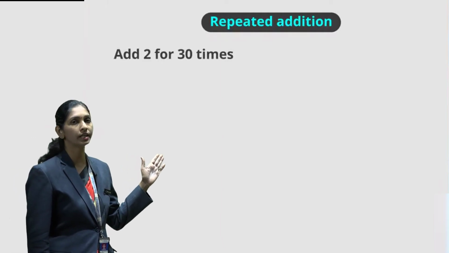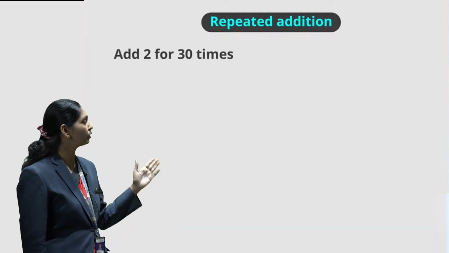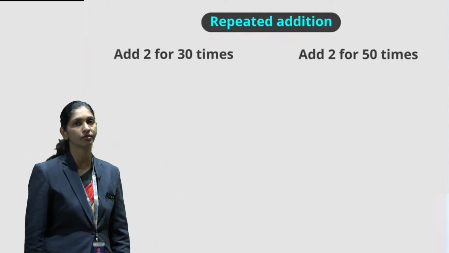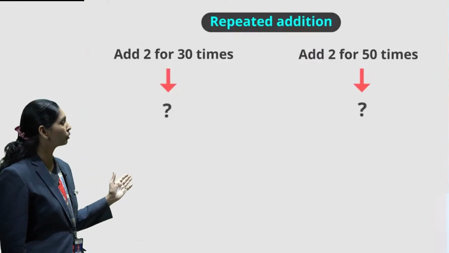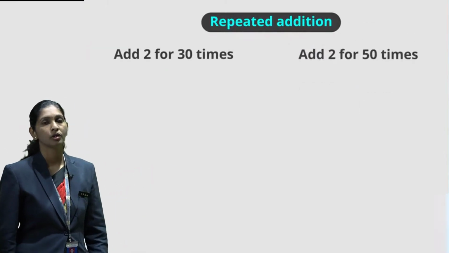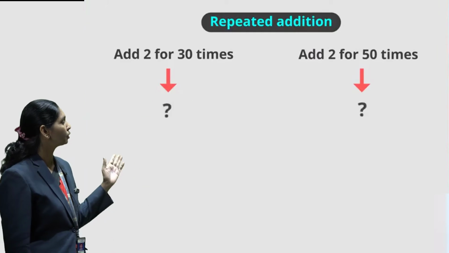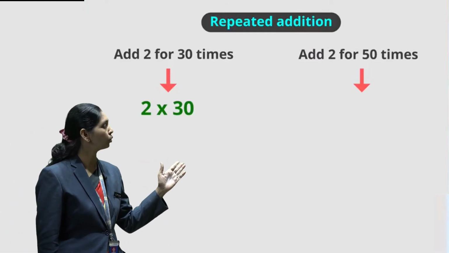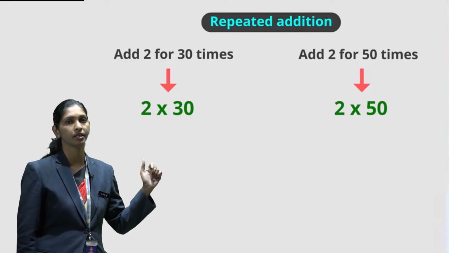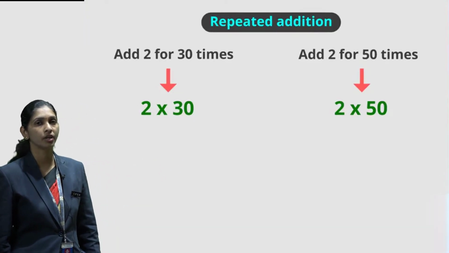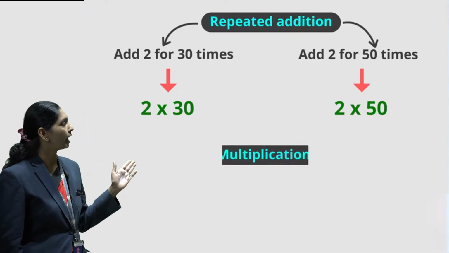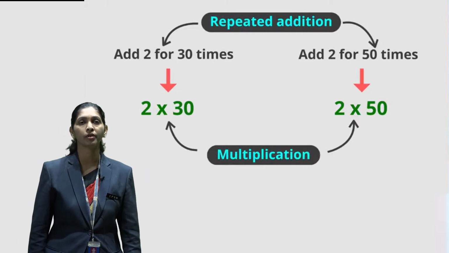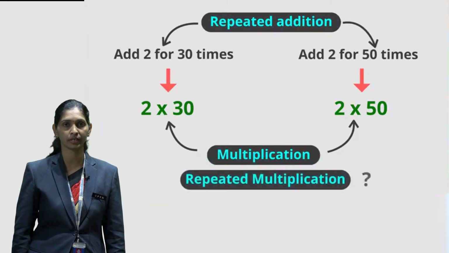Now add 2 for 30 times or add 2 for 50 times. So how are we going to write it? We are going to write 2 multiply 30 or 2 multiply 50. This means if we have repeated addition, at that time we can use multiplication.